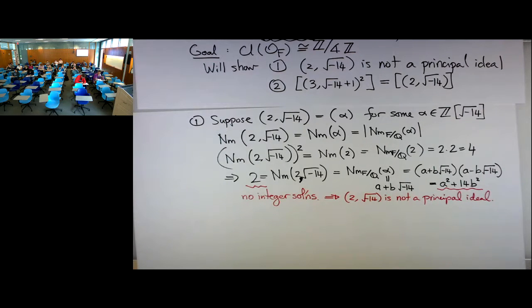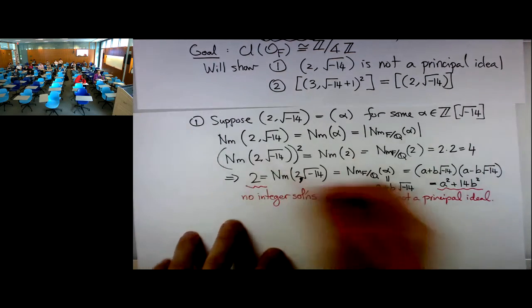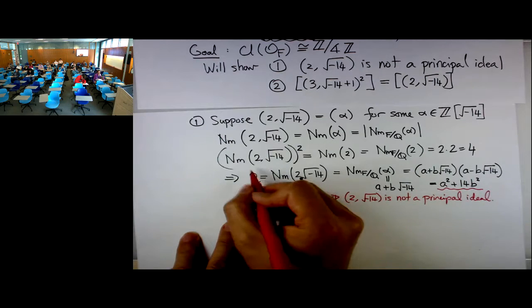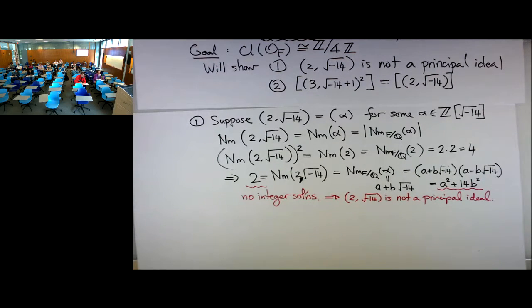Basically, for an imaginary quadratic field, if you want to show some ideal is not a principal ideal, the best way is to take a norm and show that there's no element of that norm. That's usually how it goes.